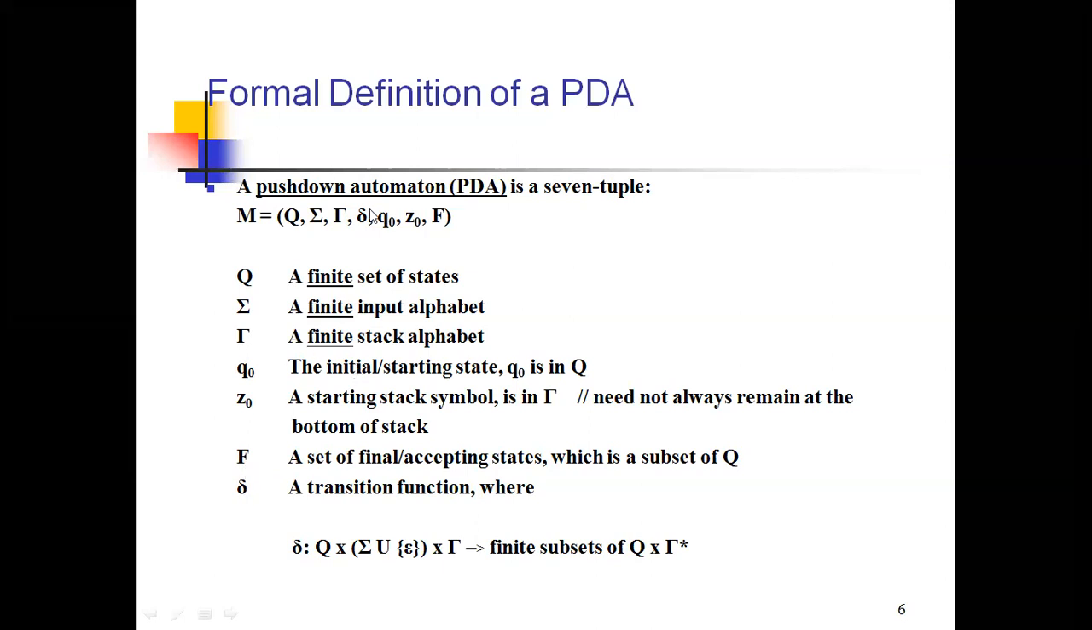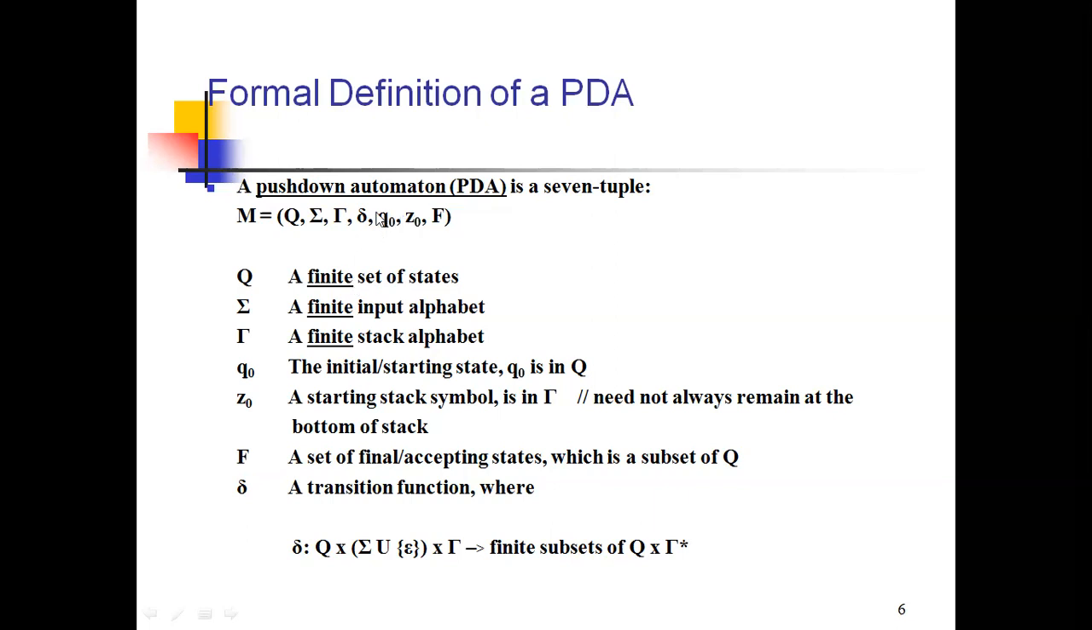Delta, at last I will explain this transition mapping function delta. Q naught is the initial state, or we can also call it the starting state, and it should always be in Q. And z naught is the starting stack symbol. Initially you need to start the stack with z naught, and it should always be in tau. That means from the stack alphabet you define the z naught, and it need not always remain at the bottom of the stack. It sometimes can. And F is the set of final states or accepting states, which is a subset of Q.